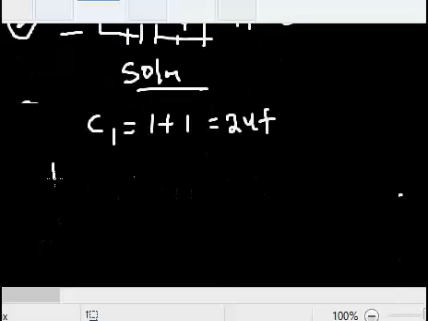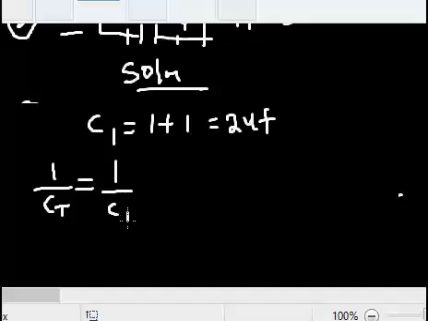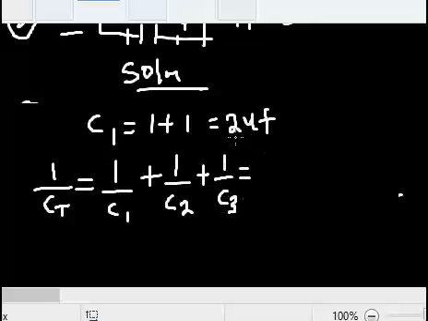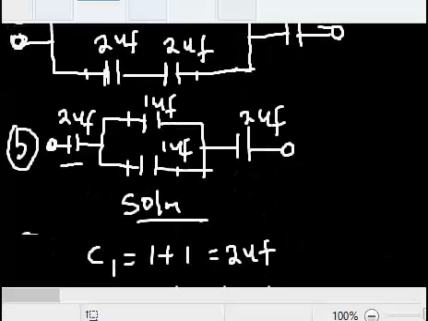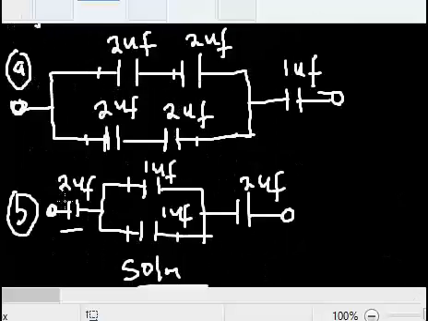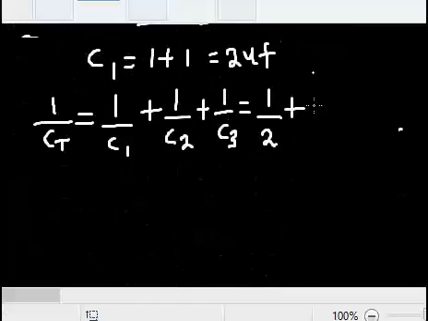Now it is series, so we can get the total: 1 over C total. Remember, for a series connection, that's going to be 1 over C1 plus 1 over C2 plus 1 over C3. Since I've already used C1, which is 2 microfarad, that's going to be 1 over 2 microfarad plus 1 over 2 plus 1 over 2 plus 1 over 2.